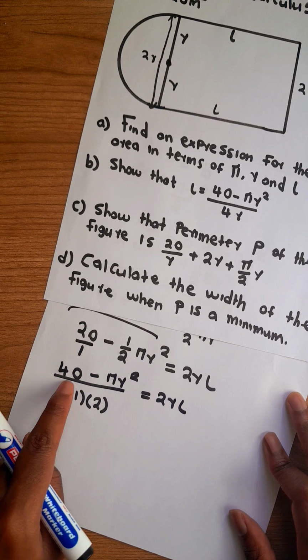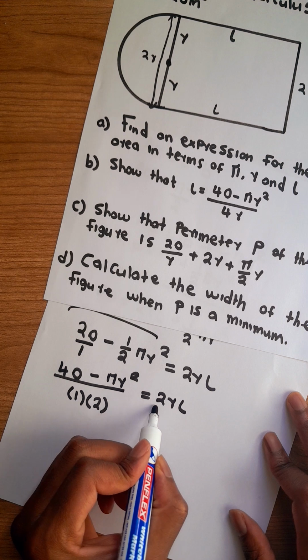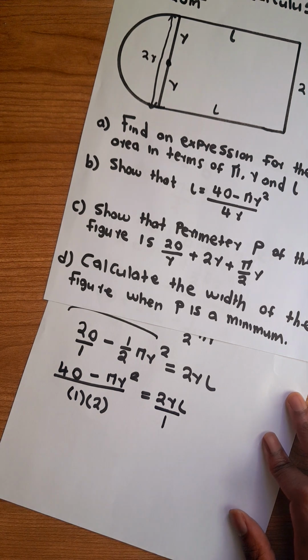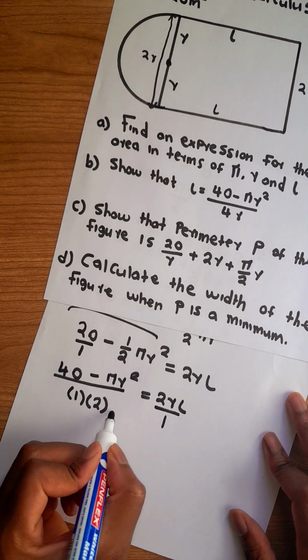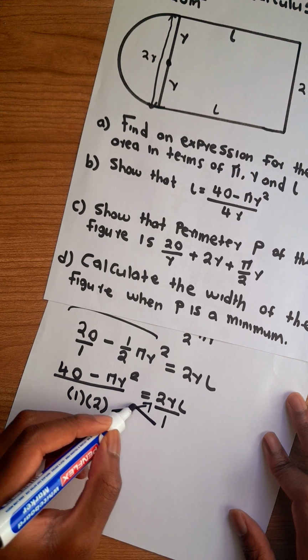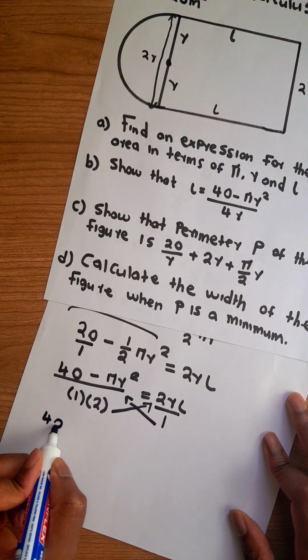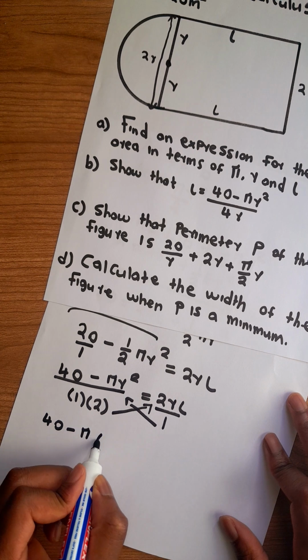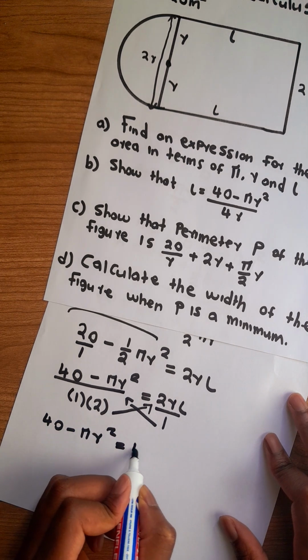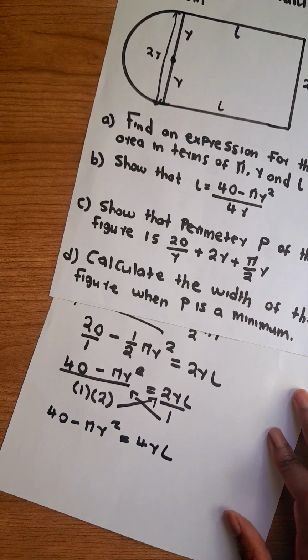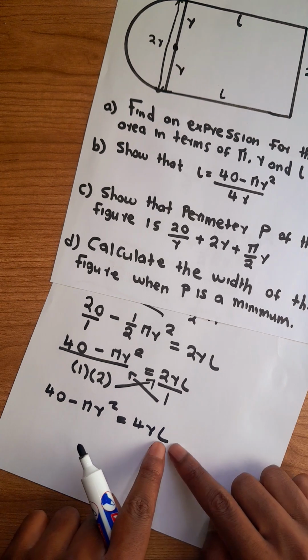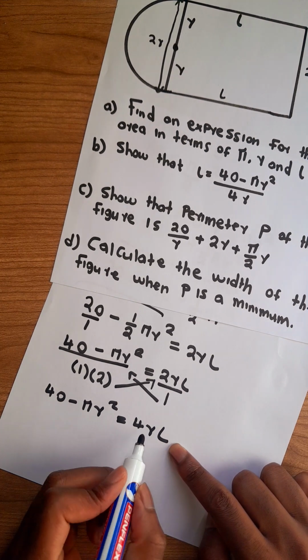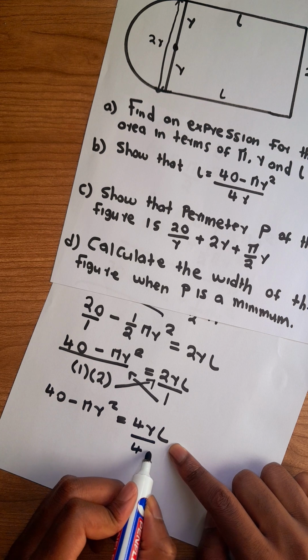Now, you want to get rid of these things. You know this is the same as divided by 1. So you want to cross multiply this. So you're going to have 40 minus pi r squared. That actually equals 4rL. So now you want to be left with the L. So you want to divide both sides by 4r.